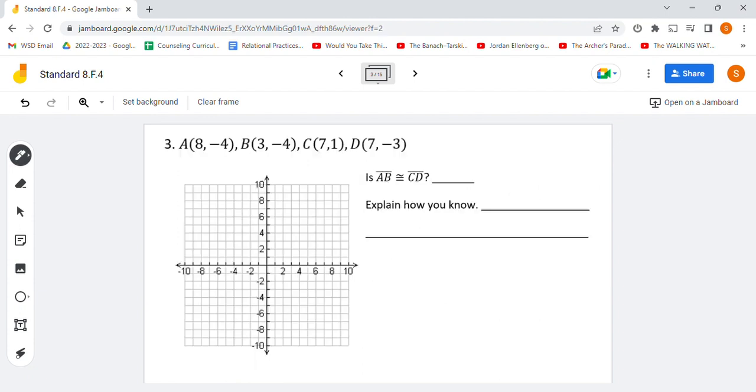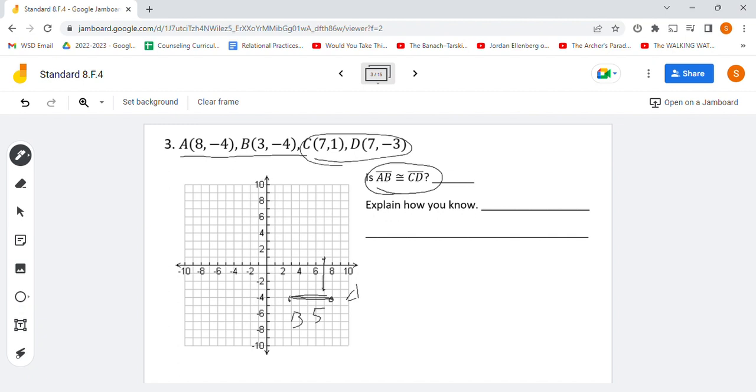That's 9 plus 9. On this one right here, we have to see if the line segment AB is congruent to the line segment CD. So we're going to graph these points right here. 8, negative 4 will be that point. That's A. 3, negative 4 will be that point. That's B. So we go from here to here, and we can see that's 5 units in length. CD would be these two points right here. We end up with 7, 1, which is right there, and 7, negative 3, which is right there.